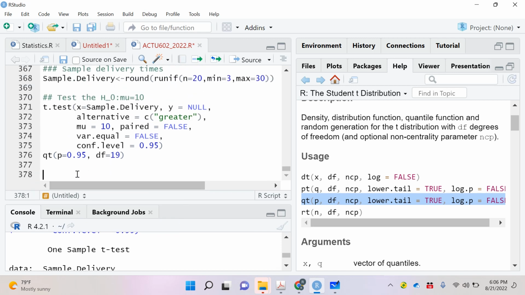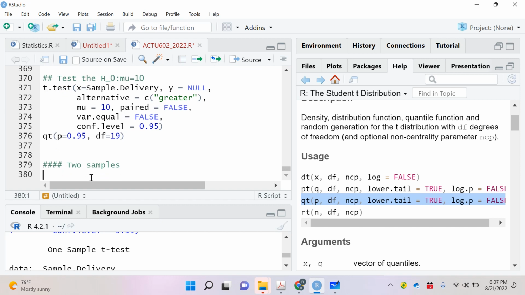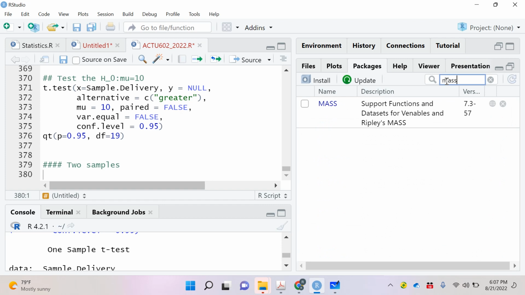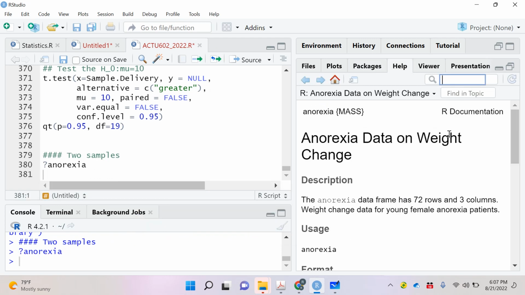Then we can also have two samples. So let's look at two samples. First of all, let's try the anorexia data, right? So let's go to packages, MASS, and click on MASS. Then let's look at the help file for anorexia.